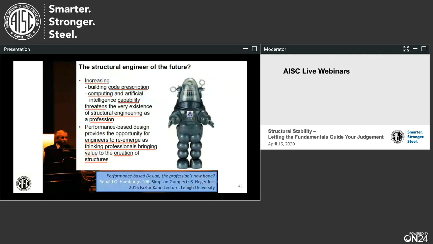Another good friend of mine is Ron Hamburger. Ron received the Higgins Award in 2006. He's a structural engineer with Simpson Gumpertz and Heger. I should have mentioned Bill Baker with SOM. But Ron does a lot of lecturing, and I had the pleasure of seeing him give the Kahn lecture down at Lehigh. And the talk was all about performance-based design, and is this the structural engineering profession's new hope? And Ron talked a lot about Robbie the robot replacing the engineer, and we should be concerned about this.